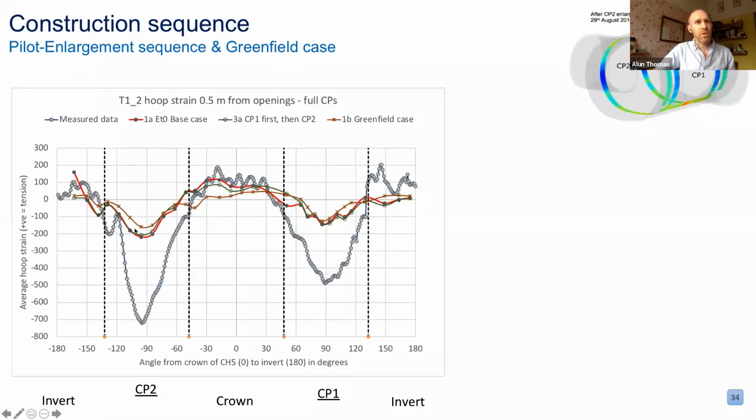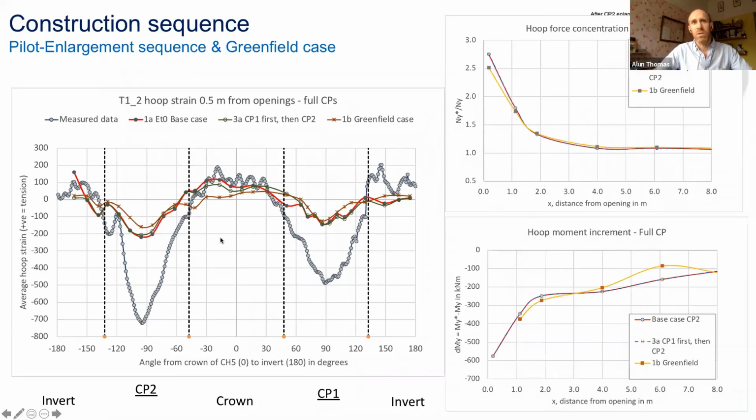This is looking at the situation when both pilots have been fully developed, and you can see the change in sequence made no difference. The green and the red lines virtually match, but if you omit the platform tunnel, then you would expect to see less strain. These are the corresponding data points from the axial force at the top right, with distance from the opening. You can see slightly lower values for the Greenfield case. The difference in sequence makes a negligible difference.